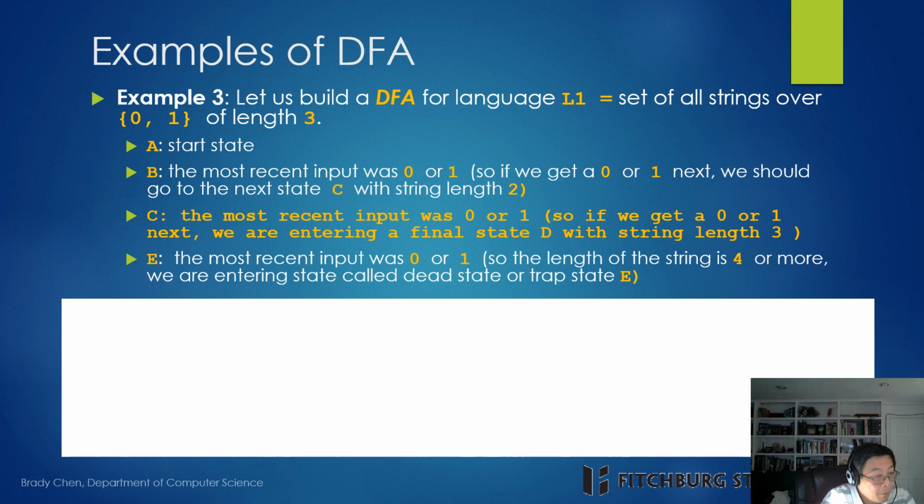Let's look at another example. Let's build a DFA for language L1, which is the set of all strings over 0, 1 of length 3. So in this case, we want to build a finite automata to accept all the strings of length 3 over the alphabet 0 and 1. So let's start with A.